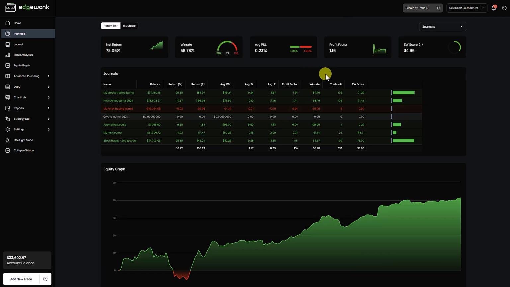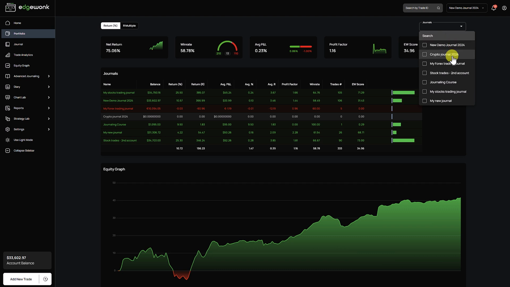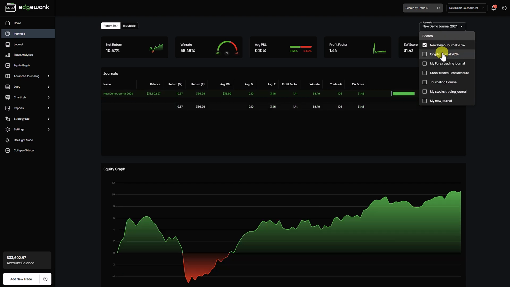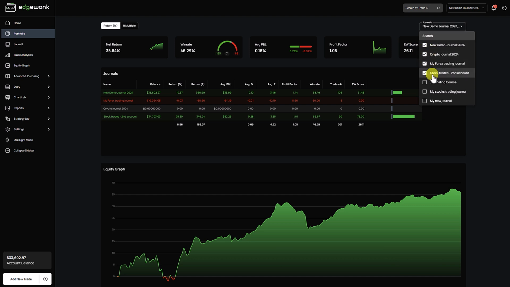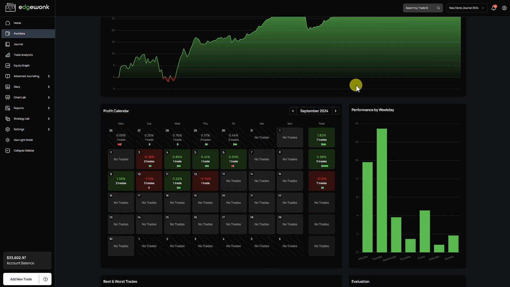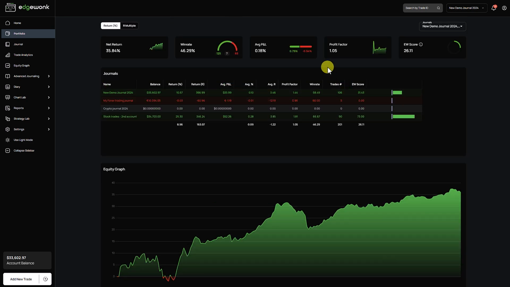By default, we take into account all of the different trading journals, but you can also use this drop down right here at the top right. And if you only want to look at a few select journals, you can use the checklist here in the drop down. And then you can look at only a few specific journals and all of the data points will adjust accordingly.